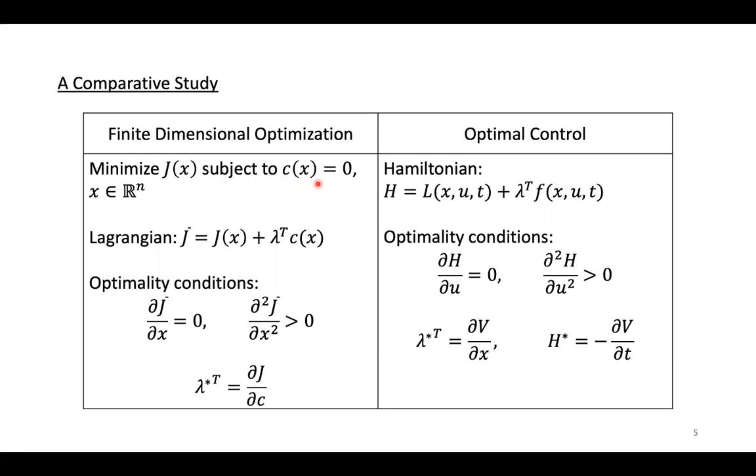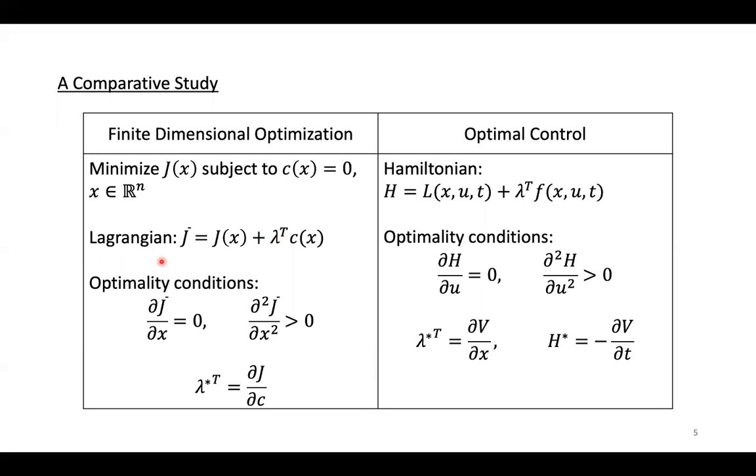Of course, I'm ignoring the standard inequality constraints, but let's stick to equality constraints here for a second. If you do that, the first thing you would do to solve this problem is write the Lagrangian. The Lagrangian, J bar, is the summation of your cost function plus lambda transpose times your equality constraints. Here, lambda is called the Lagrange multiplier.